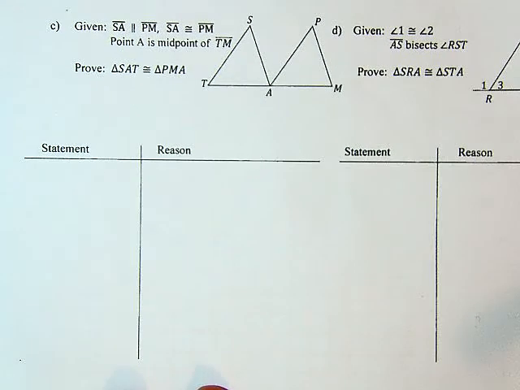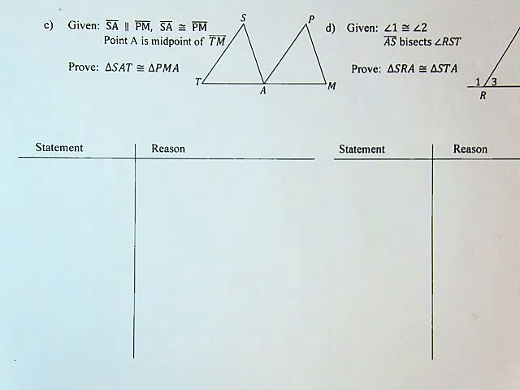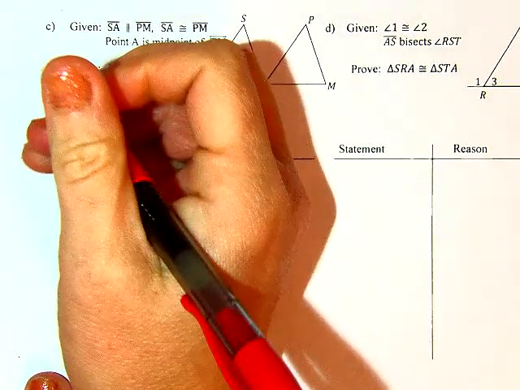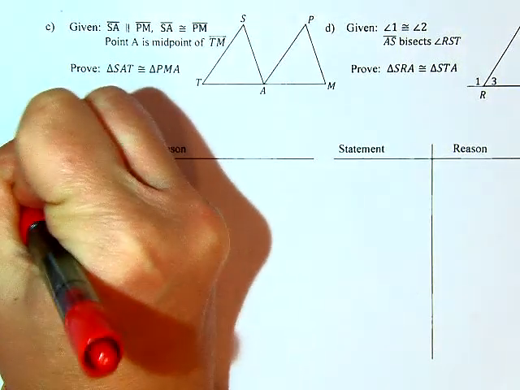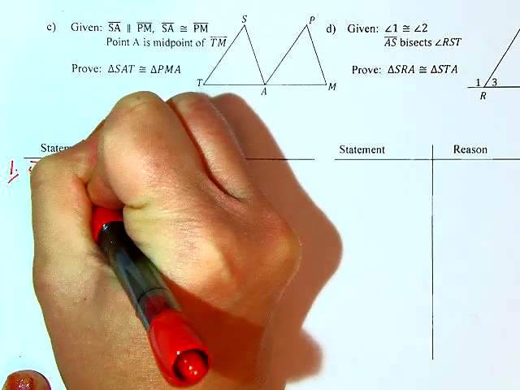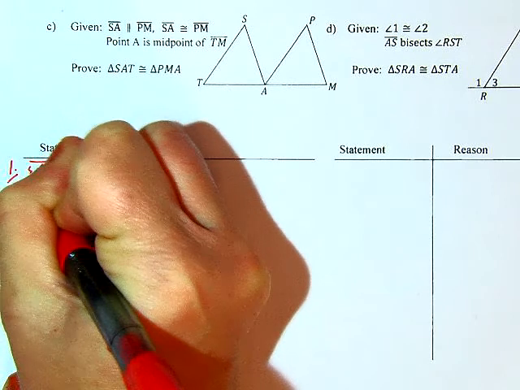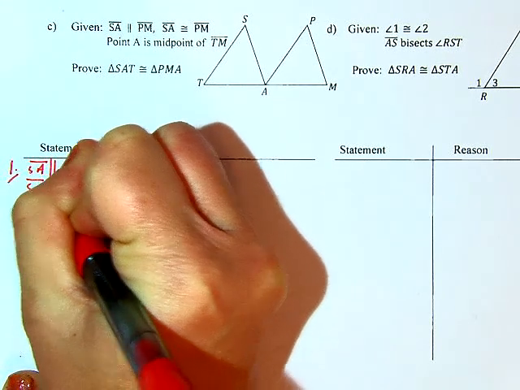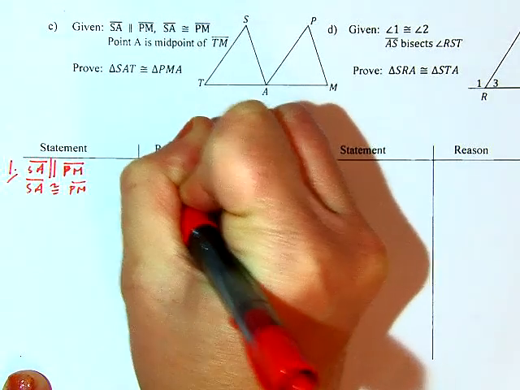All right, next up, looking at C. All right, so here first up, I have three givens. I'm given that SA runs parallel to PM. They are also congruent. And then we also have that point A is a midpoint of a larger segment. So let's say I start with the first two givens. I'm going to chunk those together. Remember that you can separate them or write them together. It really just depends on if you see the flow to something else. I see no harm in putting these together for this first one.